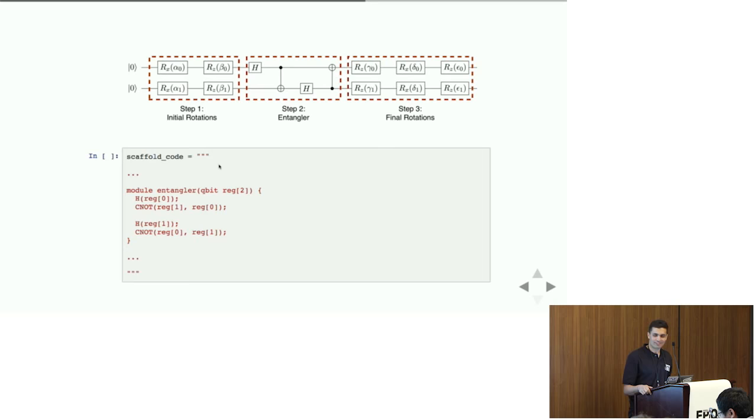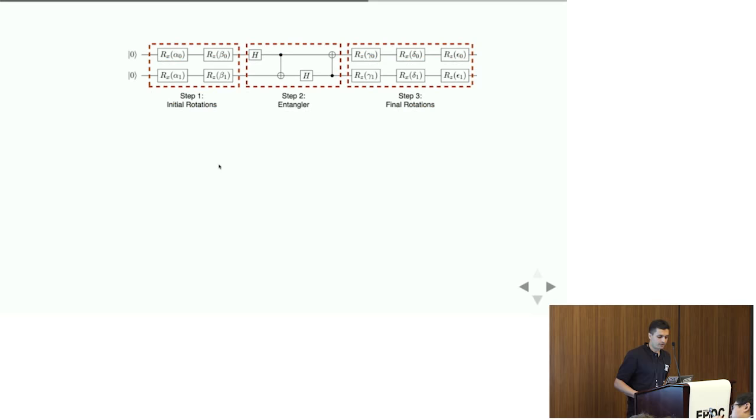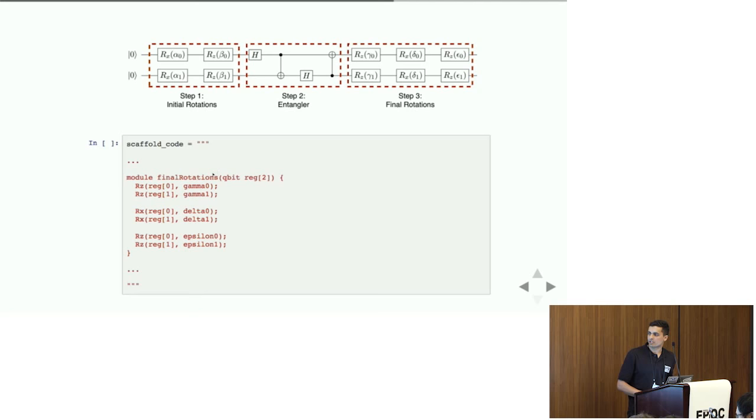So everyone has the entangler ready? Cool. And if you don't, just scroll to the bottom and you can find it by entering the cell. So the final rotations are also ready for you. Nothing too complicated here. It's just X rotations, Z rotations, X rotations, X rotations, Z rotations, Z, X, C. And then that's it. That's our preparation of the ansatz.